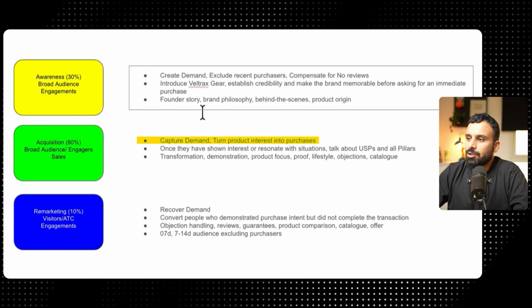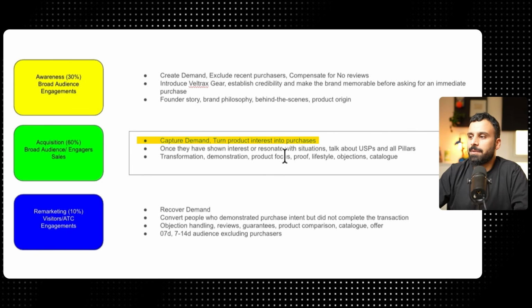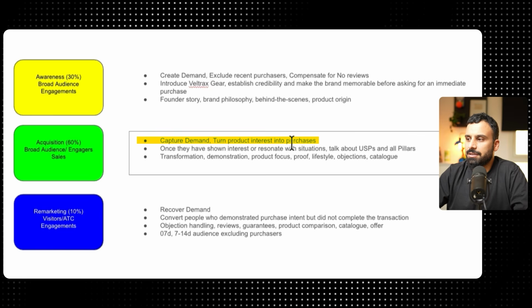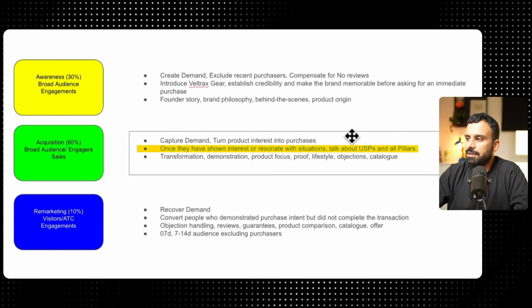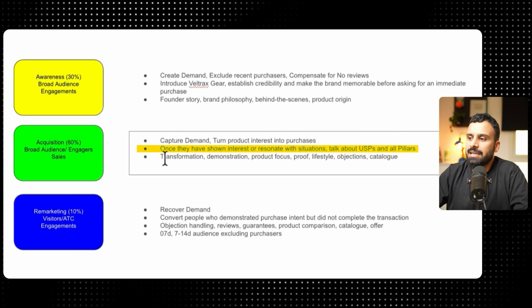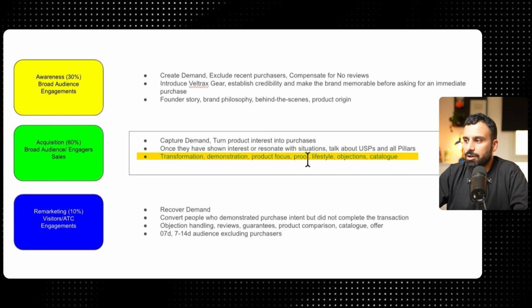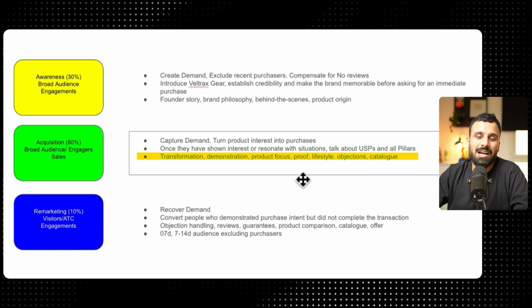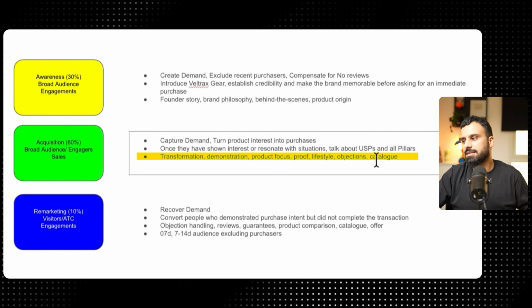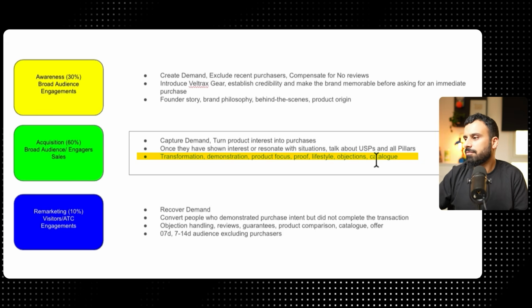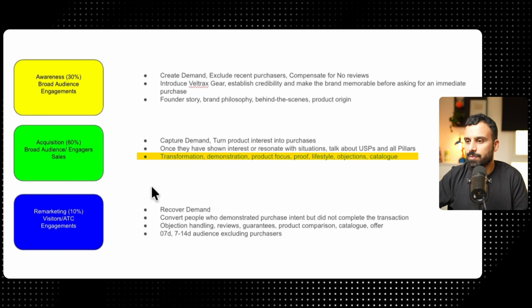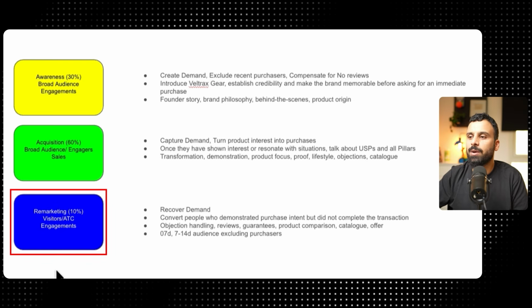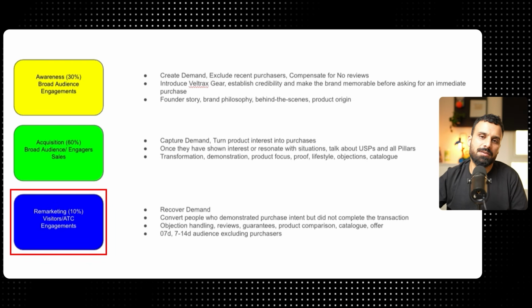I'll show you how. Now the objective here is to capture the demand and turn product interest into purchases once they have shown interest. And in here, we'll use transformation, demonstration, product focus, proof, lifestyle, objections, and catalog pillars. Catalog we did not discuss in the creative pillars because we will have to use a catalog campaign as well here. So that's it.